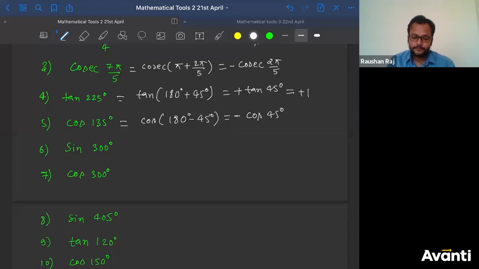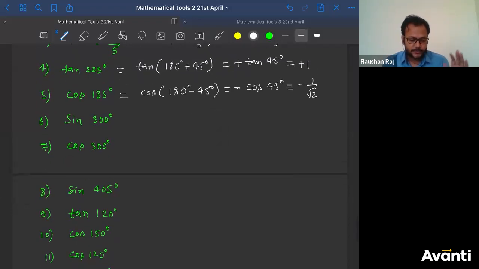Correct? Now, as Roshank was saying, should I code this as an answer? You can do that. But since 45 degrees is a standard angle and we know the value of cos 45, I should put the value. So cos 45 is 1 by root 2. So I'll say minus 1 by root 2 is the answer. Very good guys. Let us go to the next question.